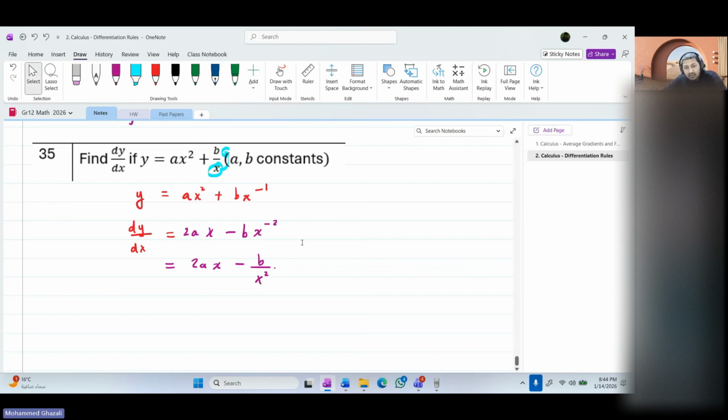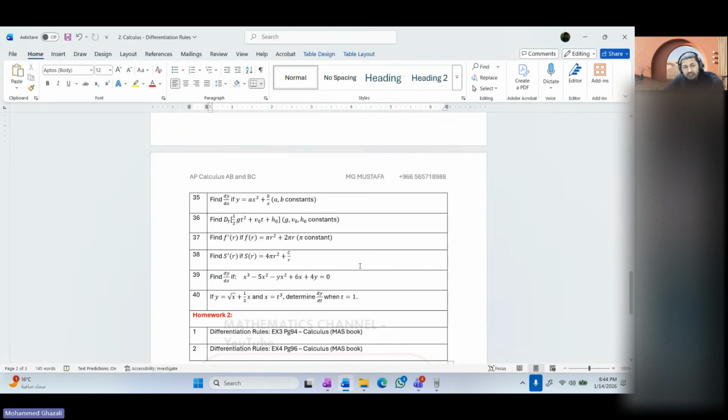That's not that bad. Yeah, it's quite easy. Just remember, the rest of them are all constant. You're only differentiating x. Focus on the x variable. The rest of them are just numbers or constants. All right, question number 36.